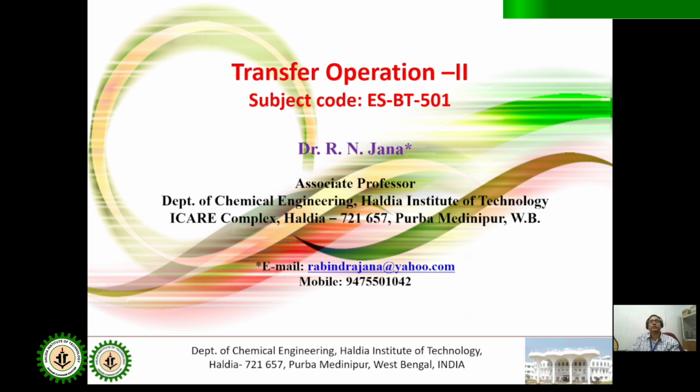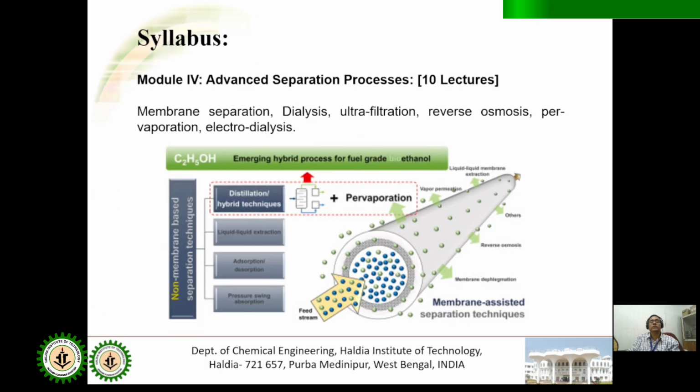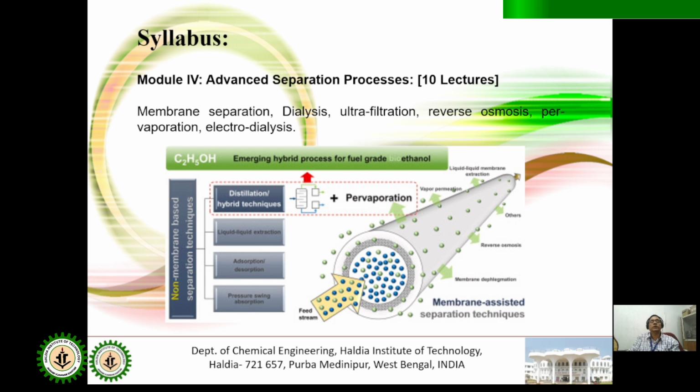the topic transfer operation tool. This subject is basically for the biotechnology department, and the subject code for this fifth semester is ESBT 501. In part of the syllabus, module 4 covers advanced separation processes. In that, we will have topics like membrane separation, dialysis, ultrafiltration, reverse osmosis, pervaporation, and electrolysis. Mainly in this tutorial, we will discuss the membrane separation process.